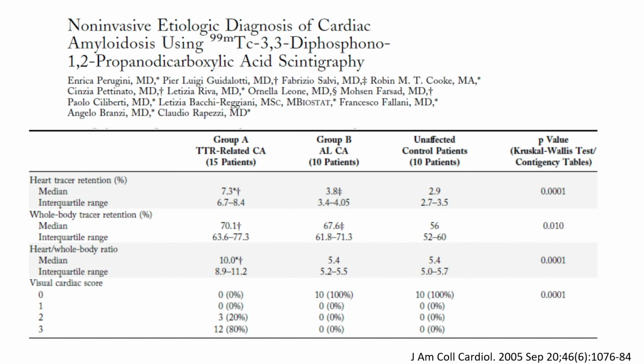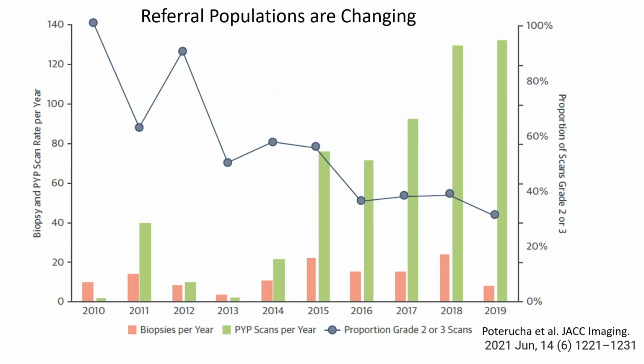And the first study to look at this was described by Perugini et al. You can note only 45 patients. Not a big study, certainly not what we would consider high quality evidence, but it was the first study to describe this, and they demonstrated that pyrophosphate imaging had very good diagnostic accuracy.